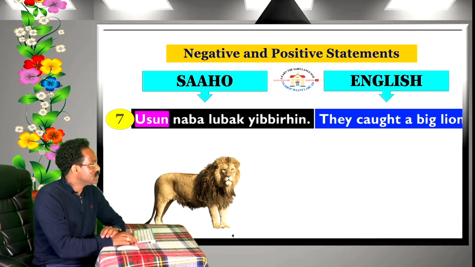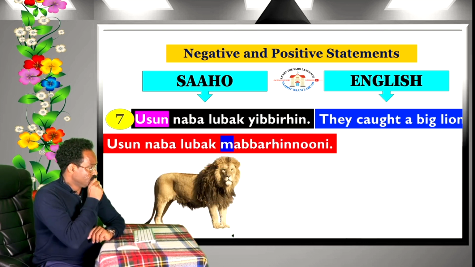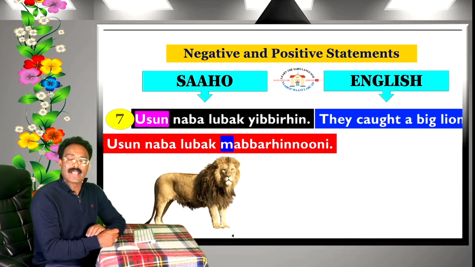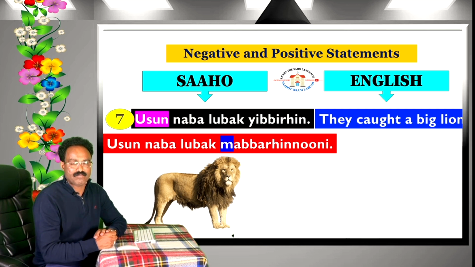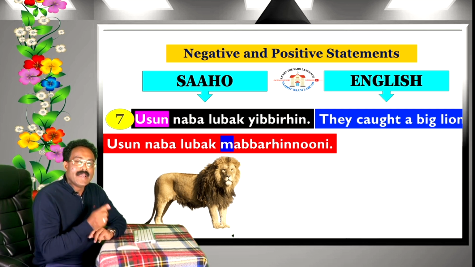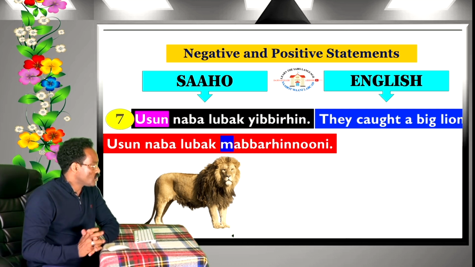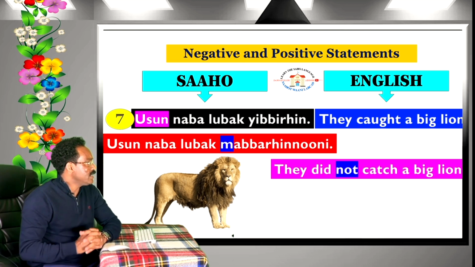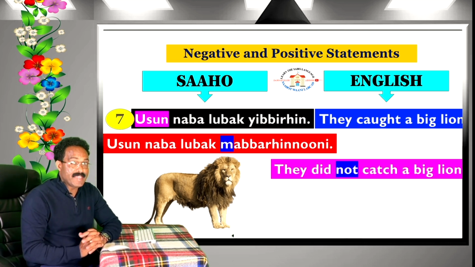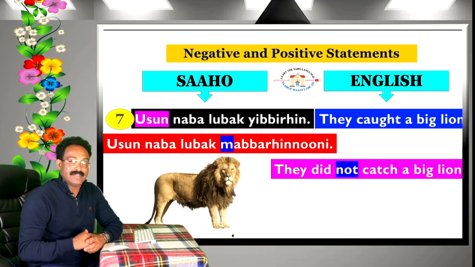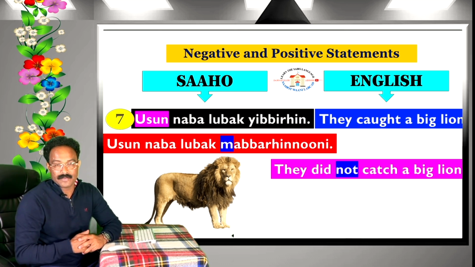How do we put this in negative statement or sentence? Usun nabalubak mabbarinoni. So in English, you can say they did not catch a big lion. They didn't catch a big lion.